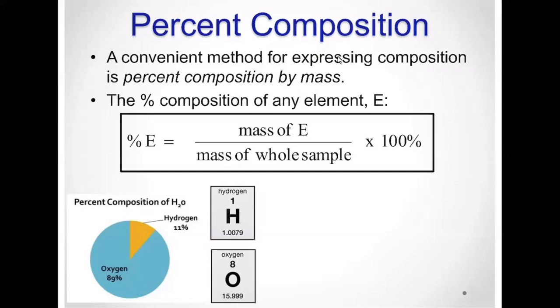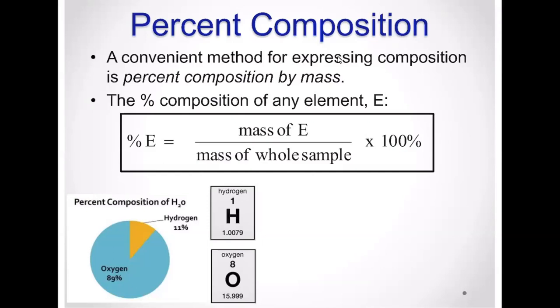All right, in this video, you will learn about percent composition. Percent composition is a convenient method for expressing the composition by the percentage of each element out of the compound, or the whole sample. It's just like a regular percent, it's a part out of the whole. And so the percent of one element is the mass of the element divided by the mass of the whole sample, and then times 100.